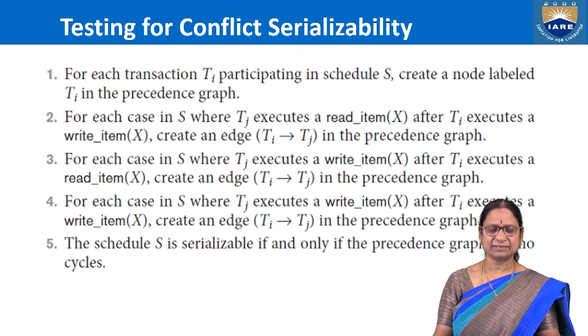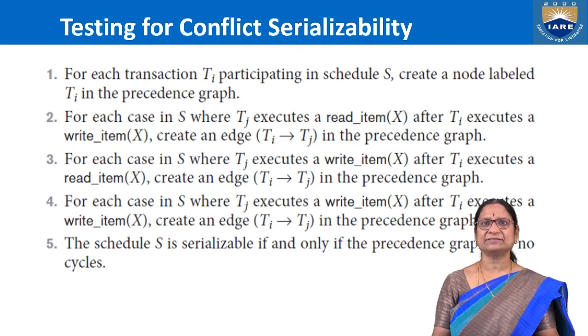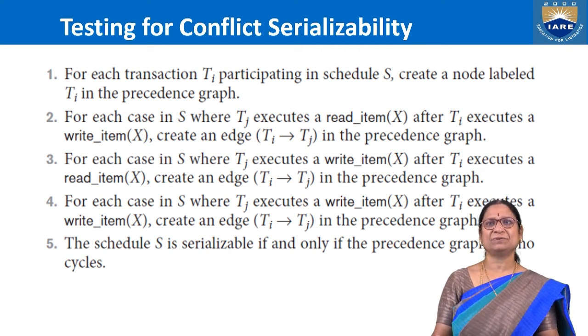For each case in S where Tj executes write(x) after Ti executes read(x), four combinations will be there. So after reading, if another one is writing, then again there will be an edge from reading to writing, that is, Ti to Tj.